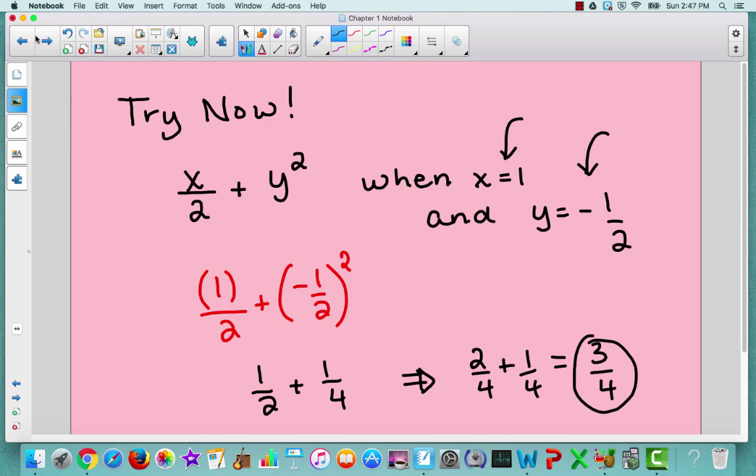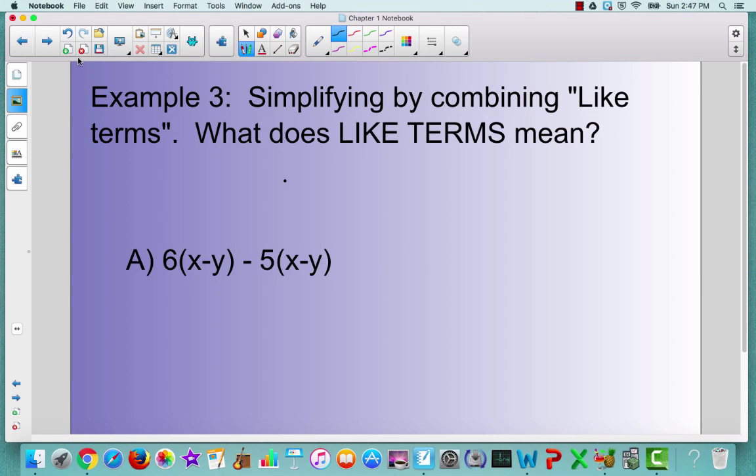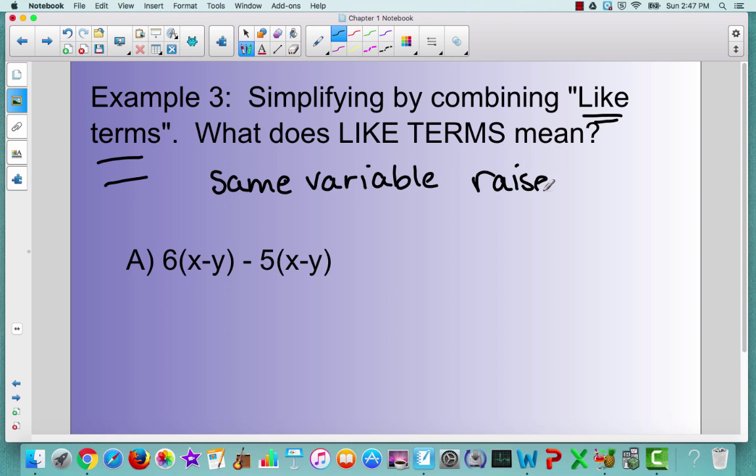All right, hopefully you're doing well with us so far. Let's keep moving. Oh, my favorite, simplifying by combining like terms. What does like terms mean? Like terms are basically the same variable raised to the same exponent.